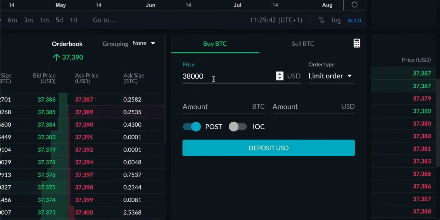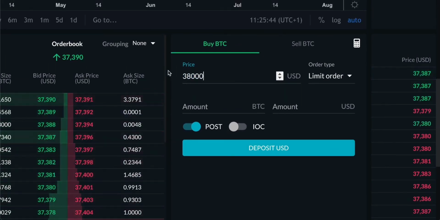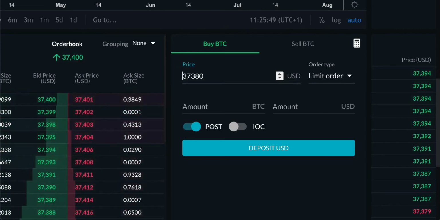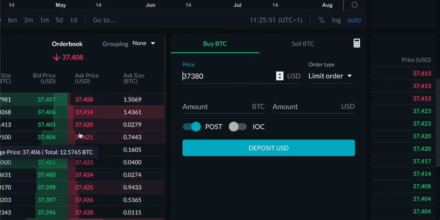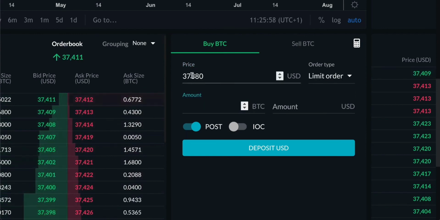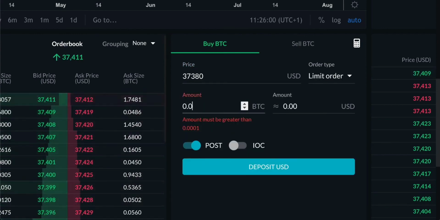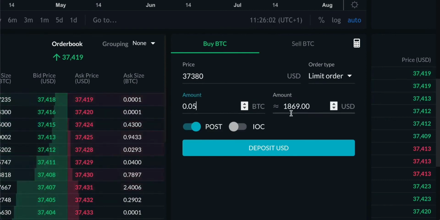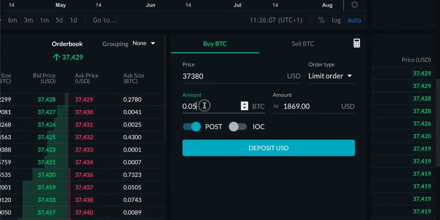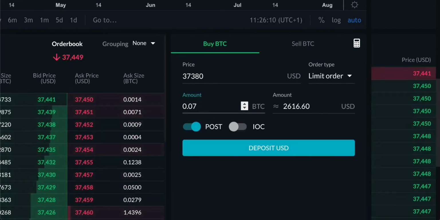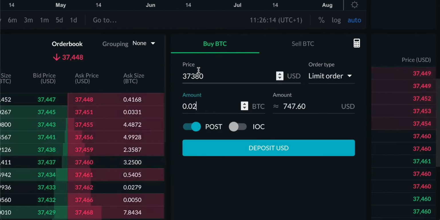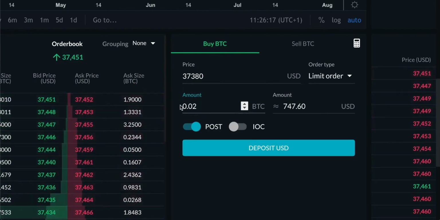And of course, importantly, choose your price of Bitcoin. So let's say 37,380. We want to be a maker of liquidity and sit a little bit low on the order book. How much Bitcoin do you want to buy? Yes, this price is quoted per whole Bitcoin, but you don't have to buy a whole Bitcoin. 0.05 of a Bitcoin is fine, and it will tell you exactly how much that you need in terms of USD to spend in order to get that amount. If I just change this, you can see the amount in USD changes. It just does a simple calculation of the price per Bitcoin times how many Bitcoin that you actually want to buy.